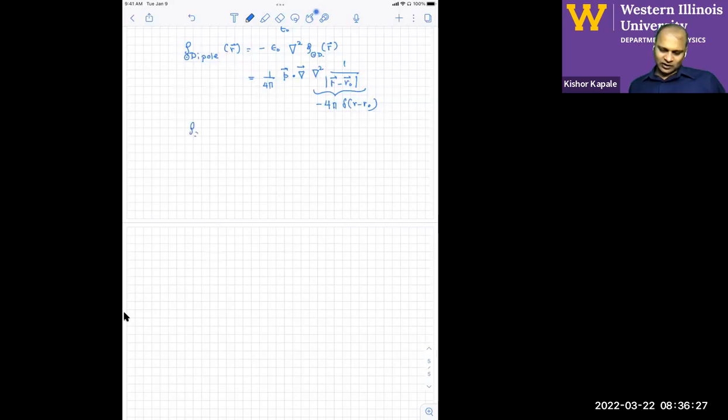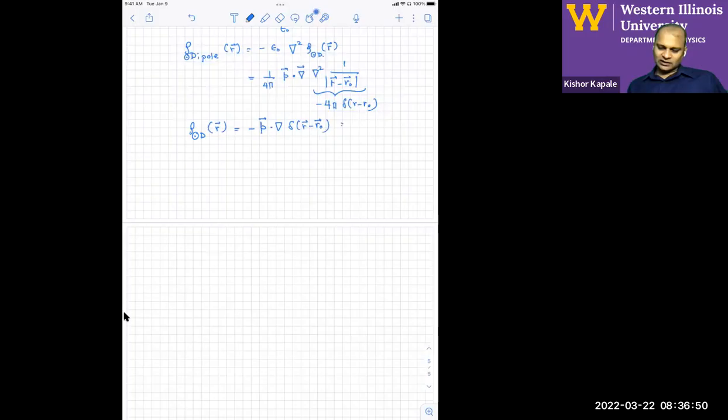So the point dipole charge density is now going to be negative P dotted with gradient of 4 pi delta. You can just take it out, so that cancels. The negative sign stays as it is, and then you are left with gradient of delta of r minus r0.